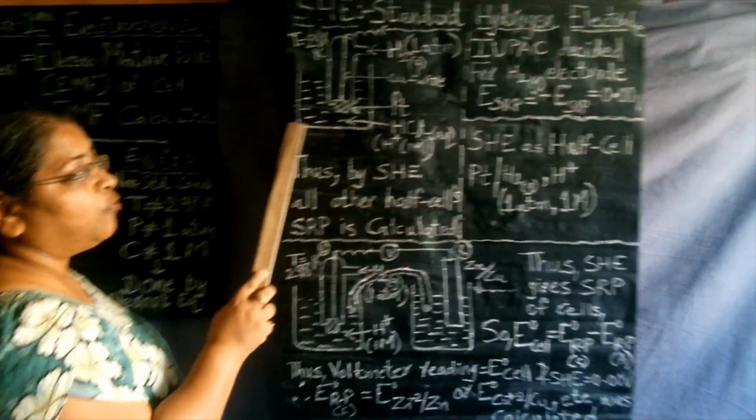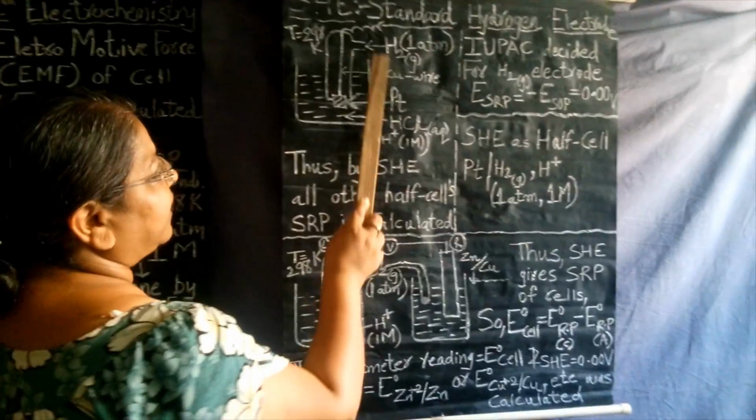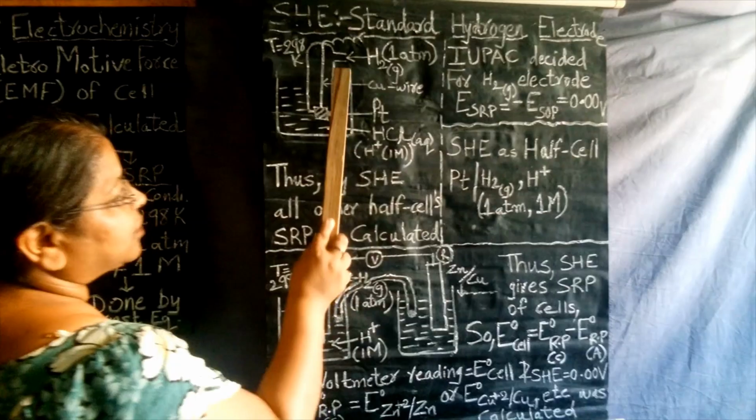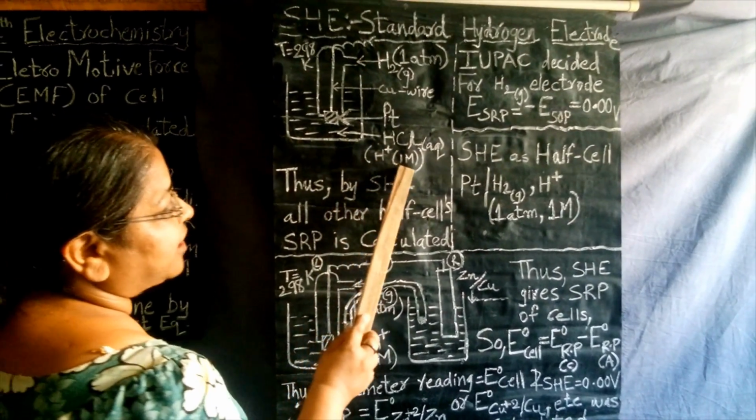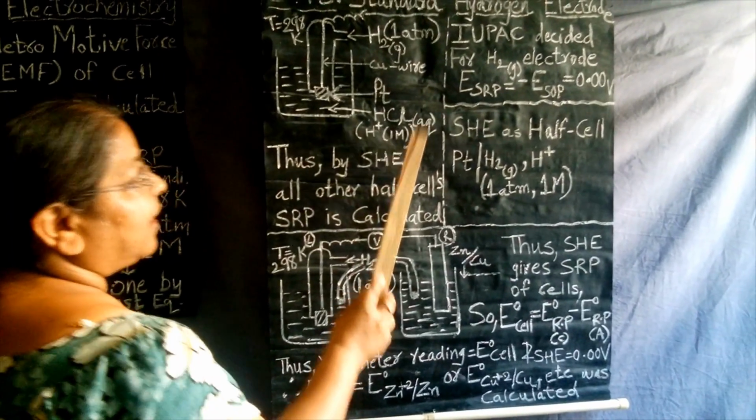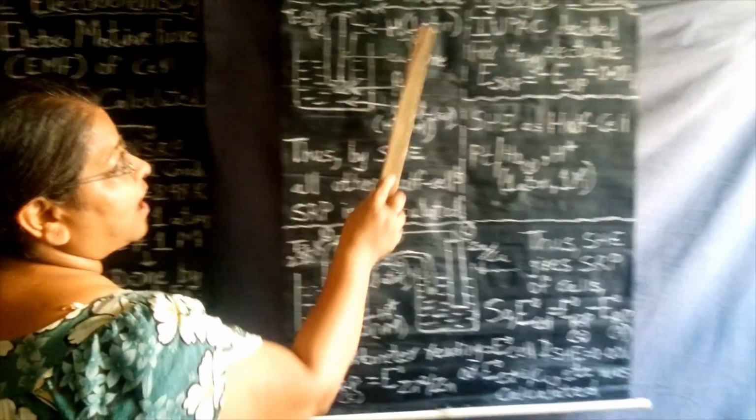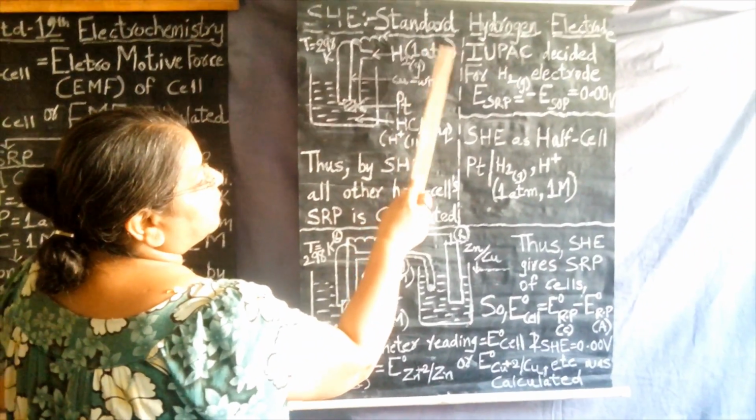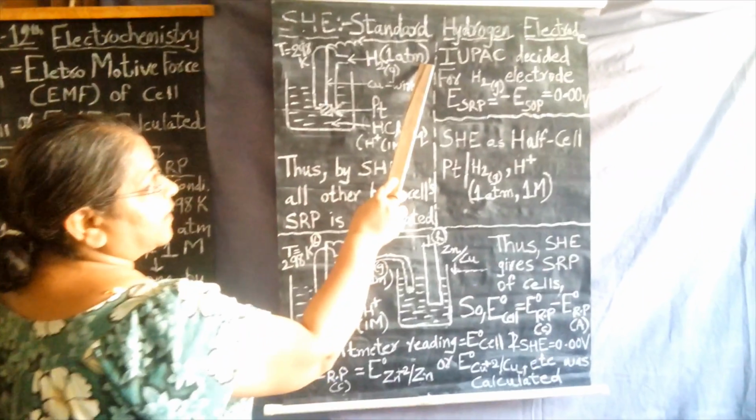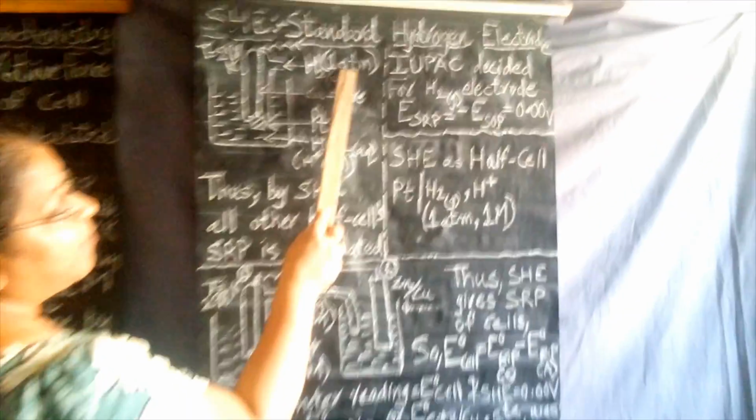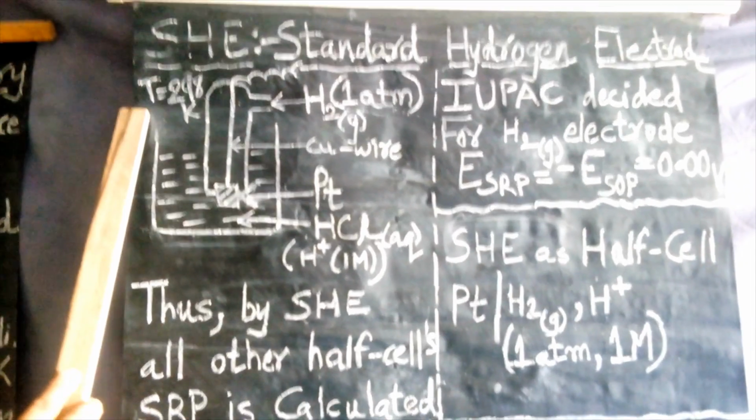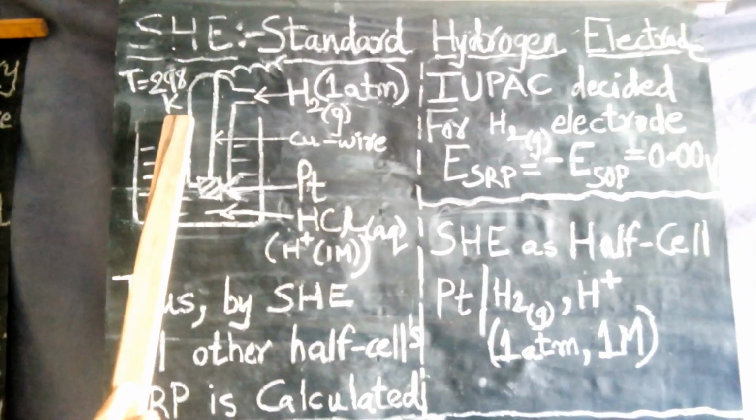See the construction drawn over here. This is one half cell, in which an acidified aqueous solution, hydrochloric acid solution, is taken, whose concentration is 1 molar, and hydrogen gas is allowed to be filled from this outlet, which is at 1 atmospheric pressure. As hydrogen is a gas, it is measured and given a standard condition at 1 atmospheric pressure. The temperature here is maintained at standard temperature, that is 298 Kelvin.